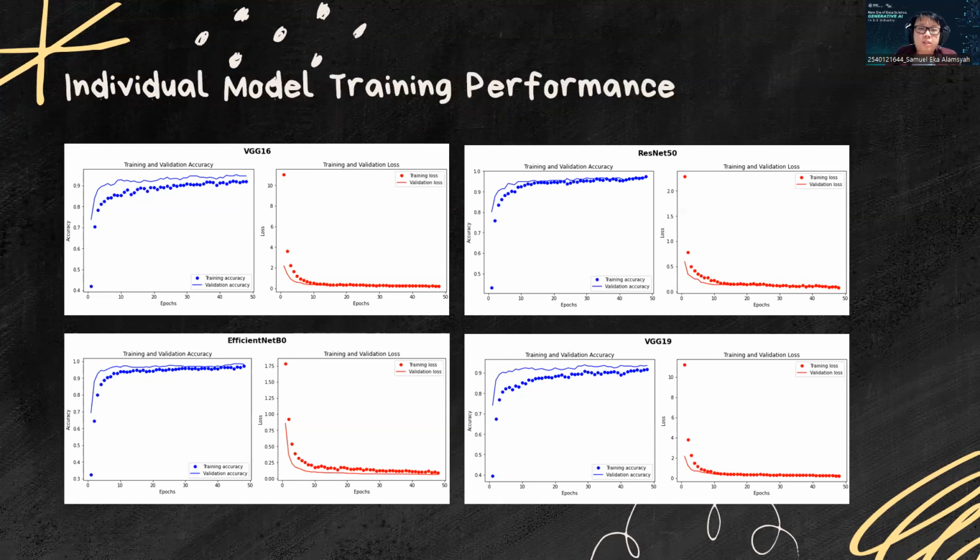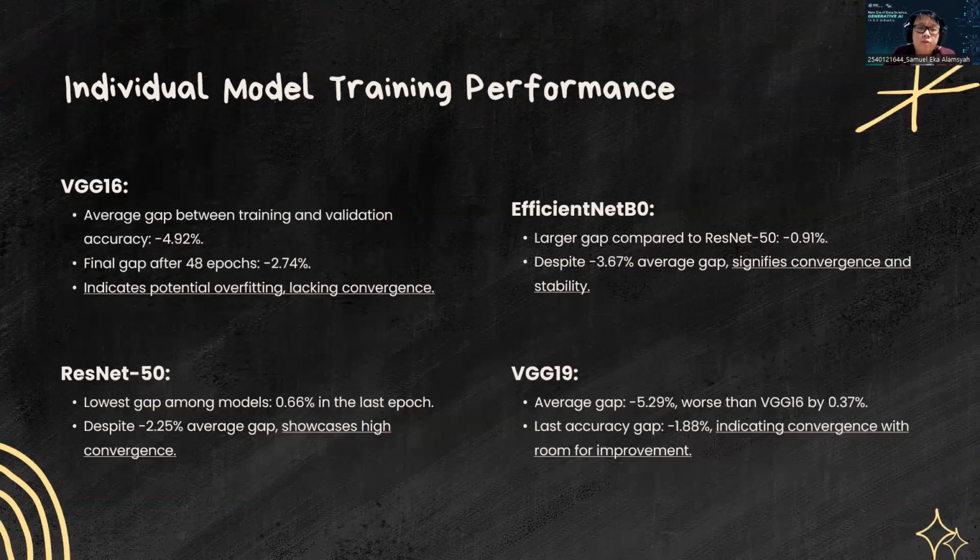And we go to the individual model training performance. For each model, we have the graph for training and validation accuracy here, and also the training and validation loss. For the insight, we first have VGG16. Based on the results, it indicates potential overfitting and lacking convergence. For EfficientNet B0, it signifies convergence and stability based on the results. And for ResNet 50, we have similar results to EfficientNet B0, showcasing high convergence. And for VGG19, indicating convergence with room for improvement.